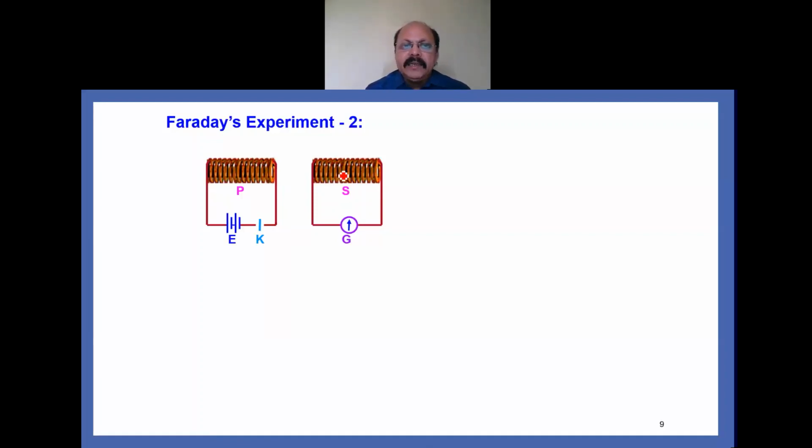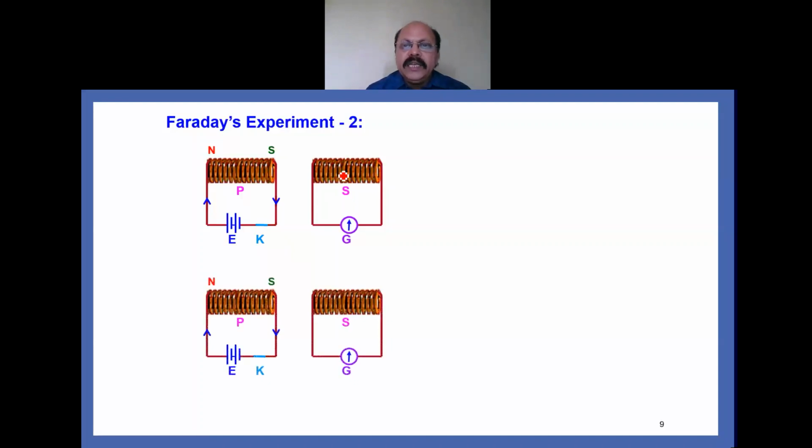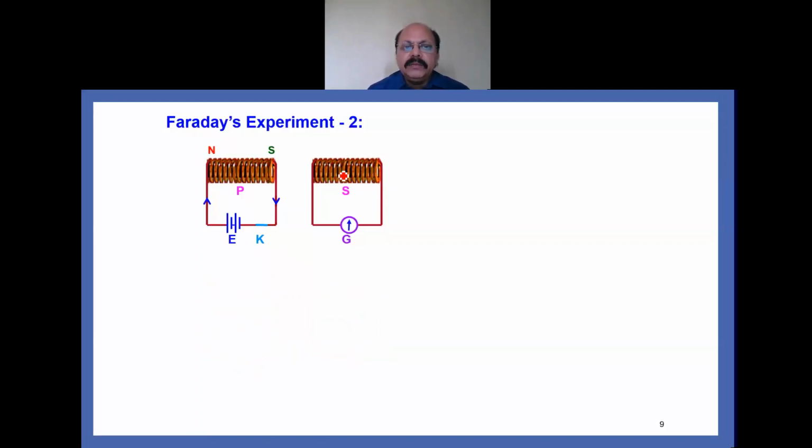But as we close the key, what happens? A current starts flowing in the primary coil, due to which there is a change in magnetic flux linked with the primary coil, which induces onto the secondary coil, as a result of which a current is induced in the secondary coil, that we can observe by the deflection in the galvanometer.